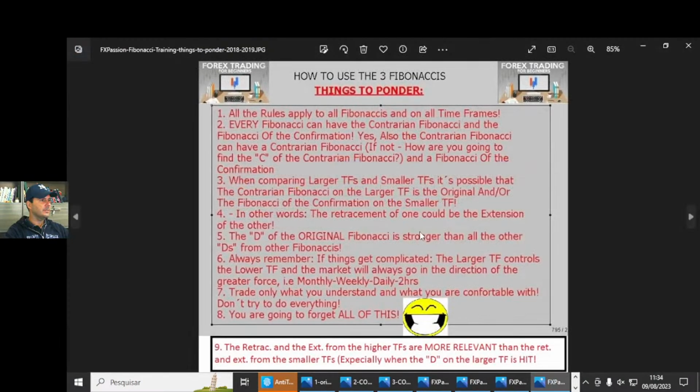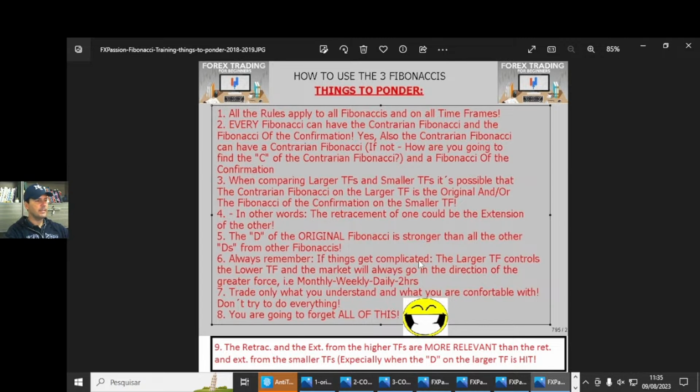Alright, one more time. The capital D of the original Fibonacci is stronger than all the other D's from other Fibonaccis. Meaning, which one is stronger? The confirmation, the contrarian, or the original one? The original one.